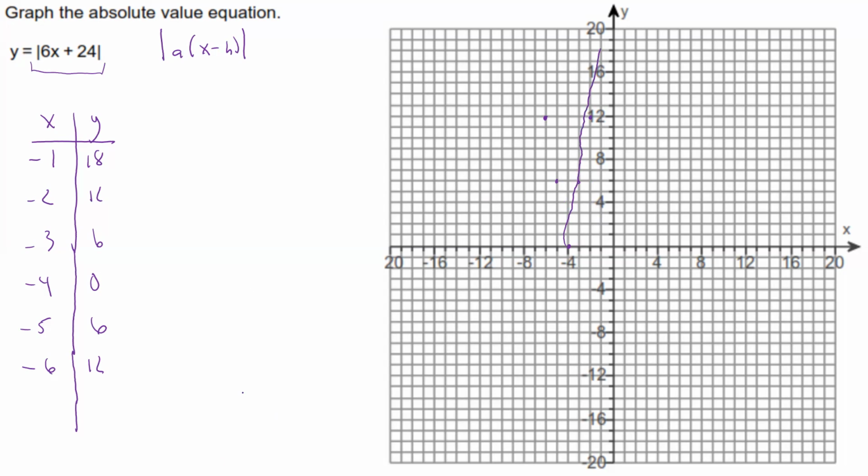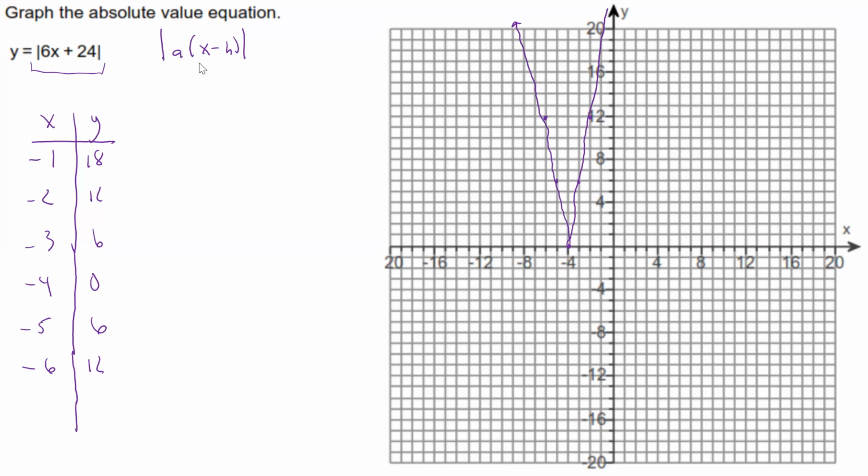Let's erase that and try it again. So that's going to do something like that. And then again, it's going to go way off scale there. And then we come up over here, and it's going to keep going up and go way off scale. Okay, so that's kind of what we have.